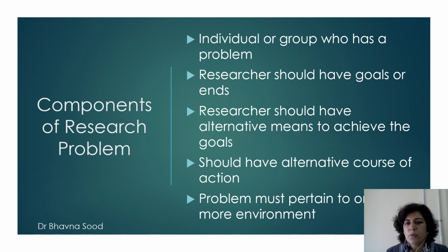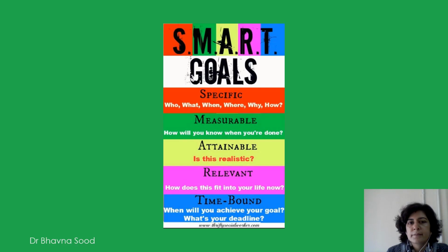So you have to see that the problem that you are doing, it has to be related with the environment. Because here, the work of a social thinker, a sociologist, is to solve problems. There is this term that you have to keep in mind, that every researcher has to have SMART goals. Now here the word SMART means a lot.